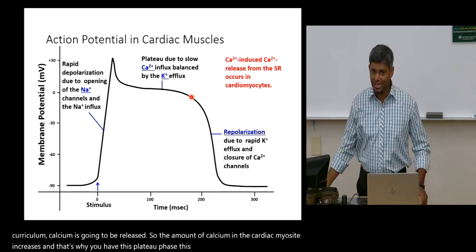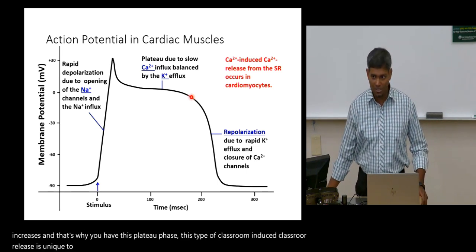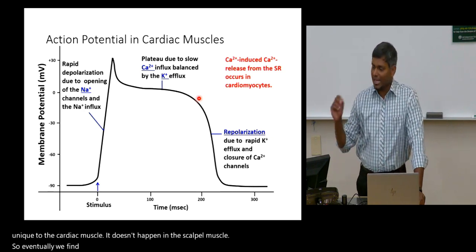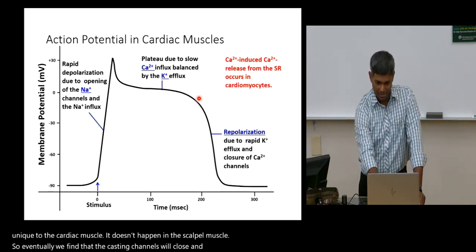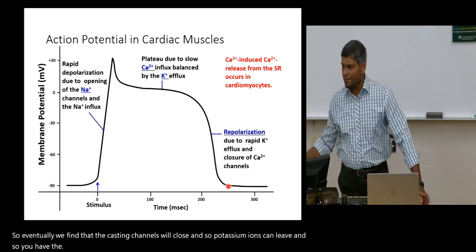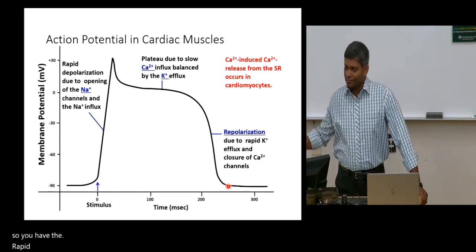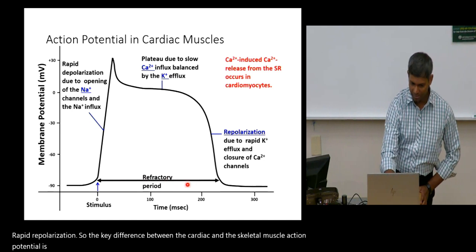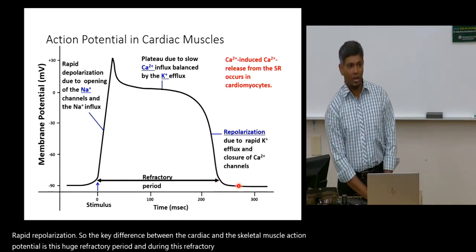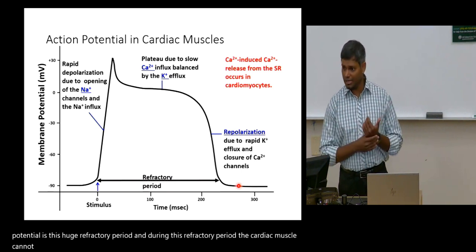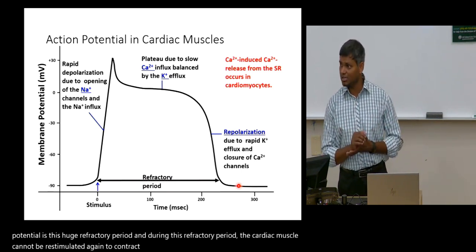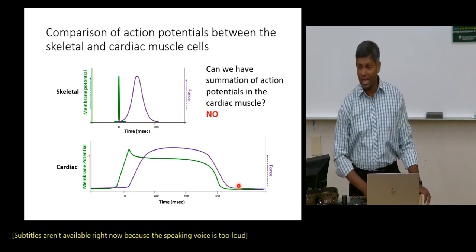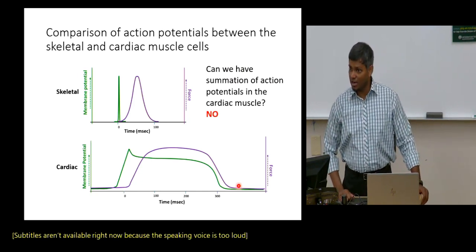This type of calcium-induced calcium release is unique to the cardiac muscle. It doesn't happen in the skeletal muscle. So eventually we find that the calcium channels will close, and so potassium ions can leave, and so you have the rapid repolarization. So the key difference between the cardiac and the skeletal muscle action potential is this huge refractory period, and during this refractory period the cardiac muscle cannot be re-stimulated again to contract, unlike what we saw in the skeletal muscles. So the answer to the previous question was no, we cannot have a summation of the action potentials in the cardiac muscle.